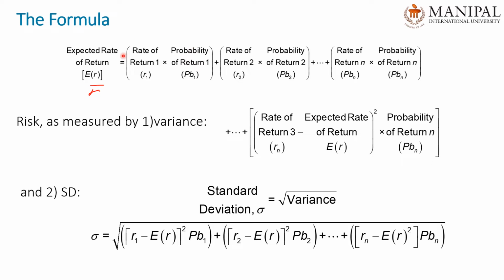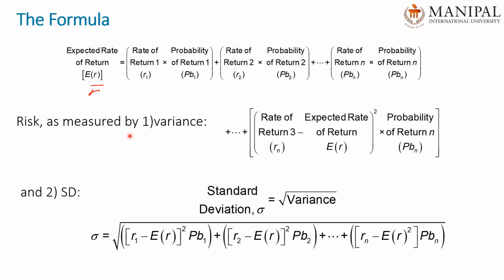So let's say we are looking at this set of return and probability. Rate of return R1 minus ER, power of 2, times the probability. And then add rate of return 2 minus ER, power of 2, times the probability. And we have to repeat that set as many times as there are probabilities.